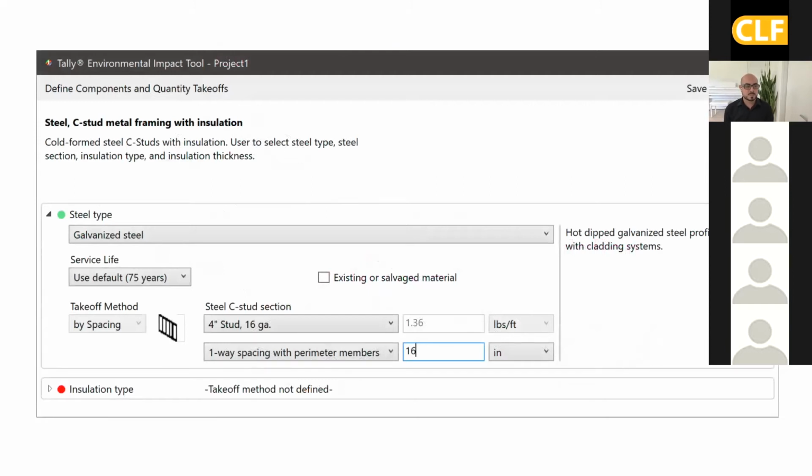And in Tally, again, you get the option to choose the materials. You choose the type of stud, the gauge, and then the spacing. And you could choose insulation if there is insulation in between. Next.